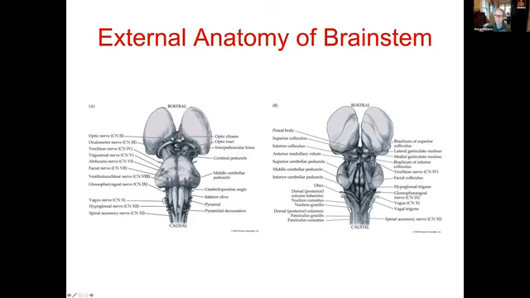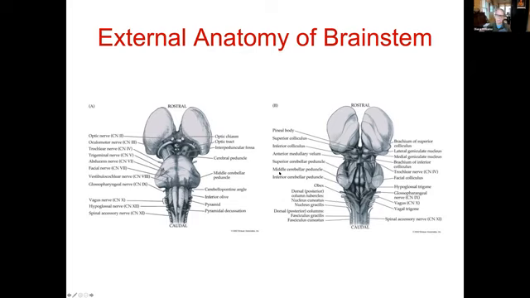rostral to that, we have these 4 little bulges on the dorsal surface of the brainstem. They demarcate the area of the midbrain. And so those 4 little bulges are the colliculi. We have superior colliculi, inferior colliculi, and those together make up an area known as the tectum, and that's on the dorsal surface of the midbrain. And this is where we see those trochlear nerves coming off of the dorsal surface of the brainstem. It's the only cranial nerve that comes off the dorsal surface, okay?